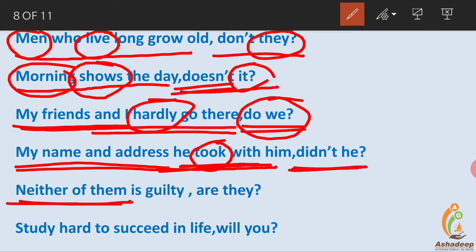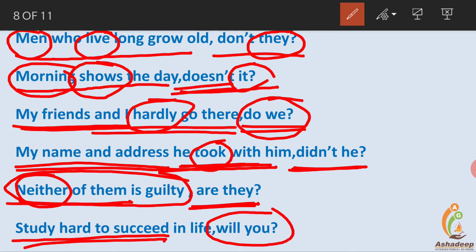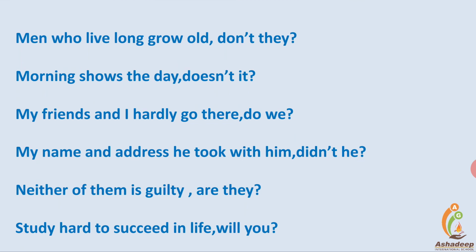Neither of them is guilty. The sentence is negative, don't forget, neither makes it negative. Are they? The positive is the question tag we are using. Next, study hard to succeed in life. It's an imperative sentence, and imperative always has will you as the question tag.